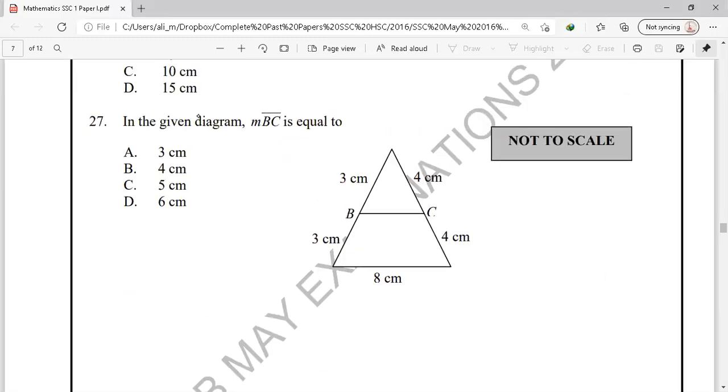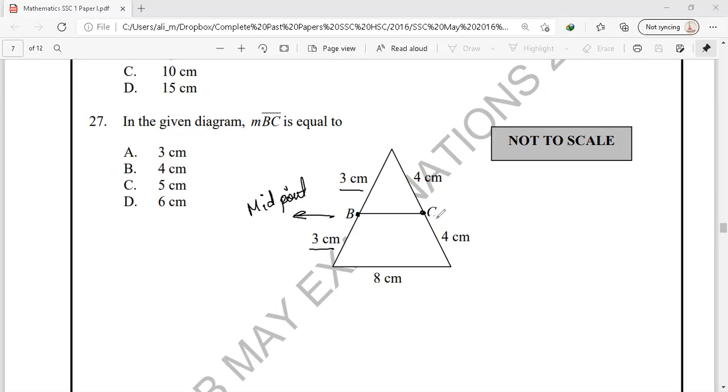Next, we have question number 27. In this question, we have our triangle ABC, and we have to find the value of BC. As we can see, point B divides this line into equal parts. This is 3 centimeter and this is 3 centimeter. This means that our point B is the midpoint.